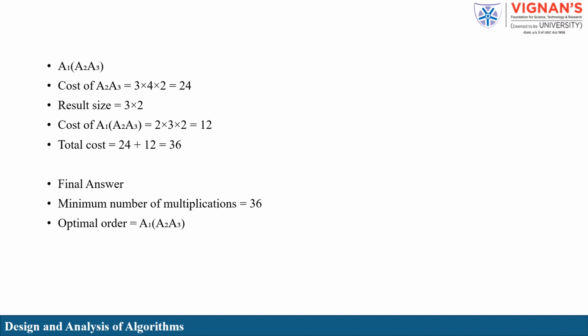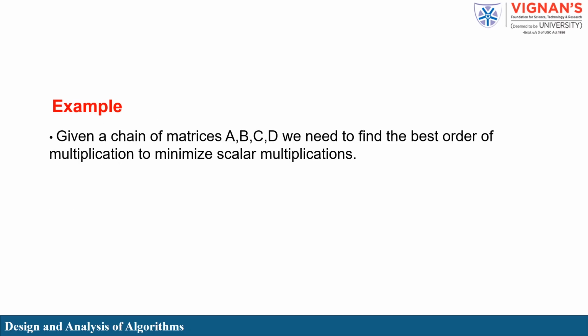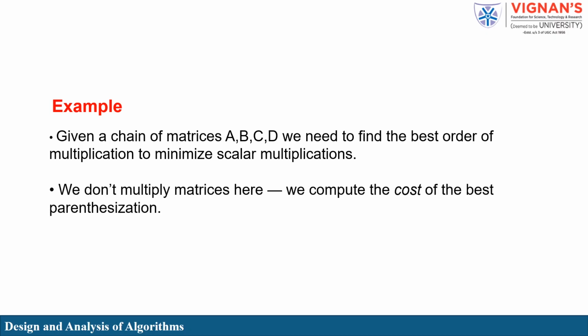Finally, we compare both parenthesizations. The minimum number of multiplications is 36. Therefore, the optimal order of multiplication is A1 multiplied by A2 A3. Example: given a chain of matrices A, B, C, D, we need to find the best order of multiplication to minimize scalar multiplications. We don't multiply matrices here, we compute the cost of the best parenthesization.